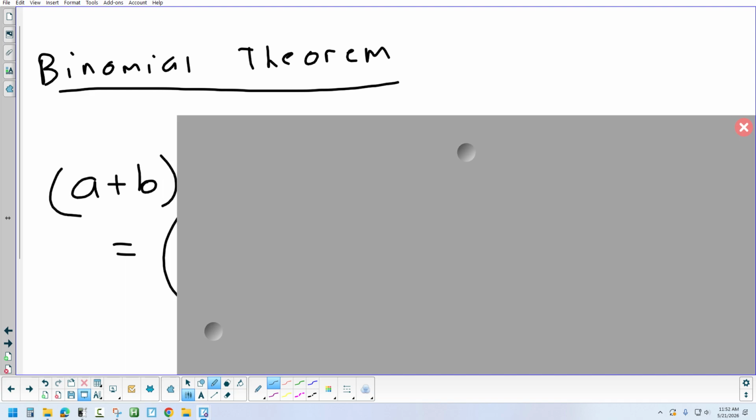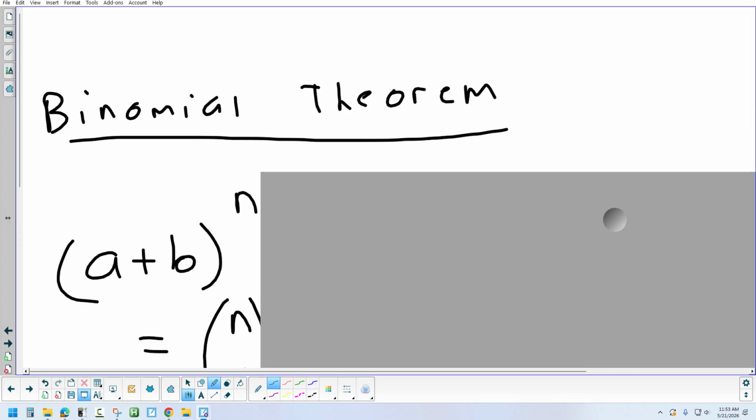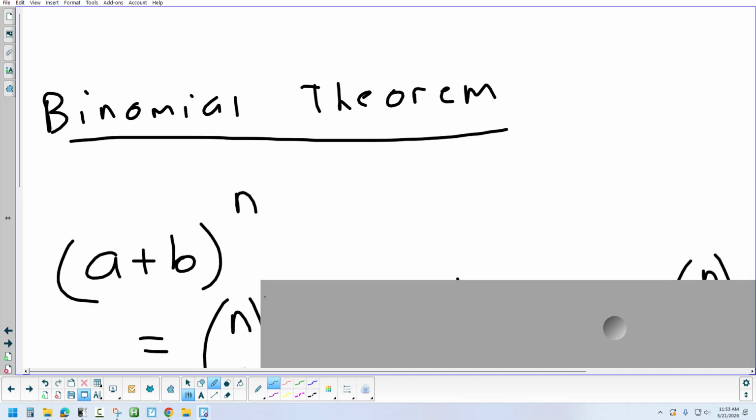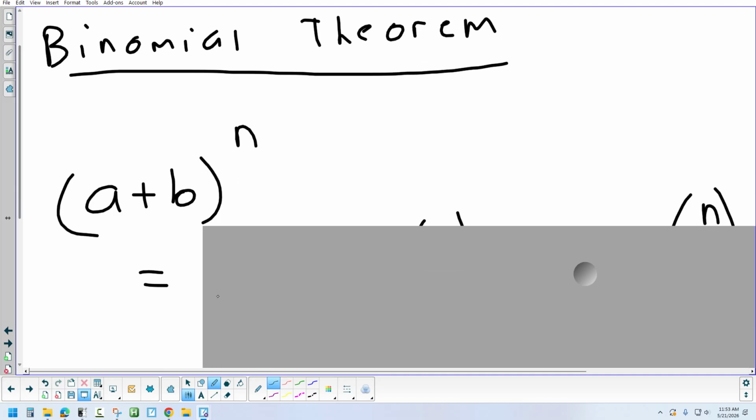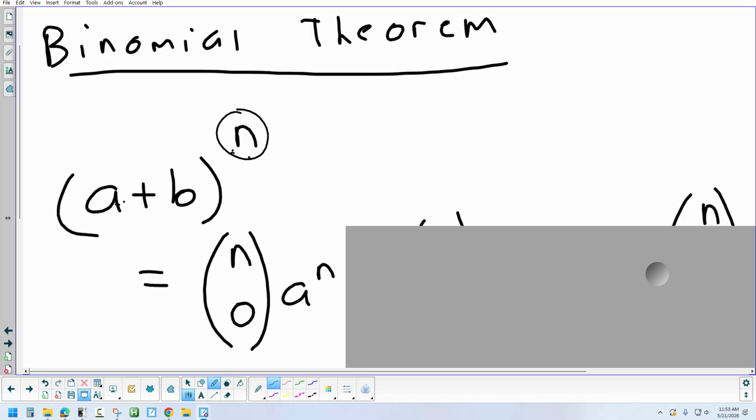Okay, so here is the binomial theorem, now written with our new notation. The very first coefficient would be from the row of your power, and it would be in the first column. So n choose 0. That's the very first coefficient. Row n, column 0. Then the power on the a would be the highest exponent, so it would be a raised to the n. And we don't have a power on b yet. b doesn't come in until the next term.